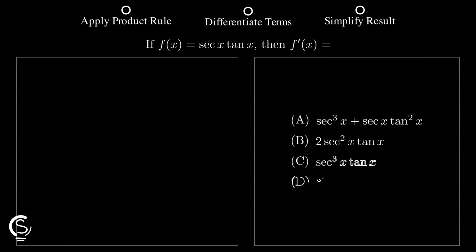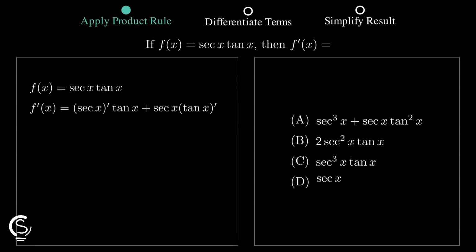Start by applying the product rule. Since we have the product of secant and tangent, we differentiate the first times the second plus the first times the derivative of the second.